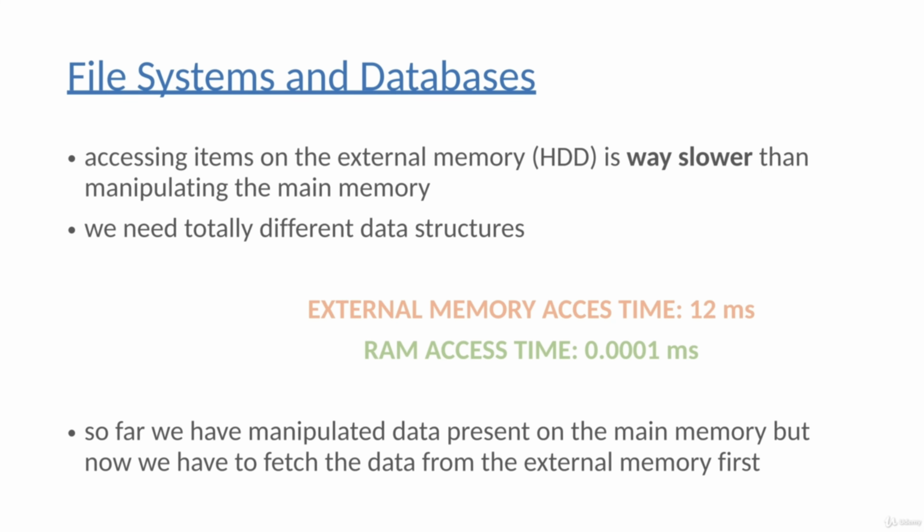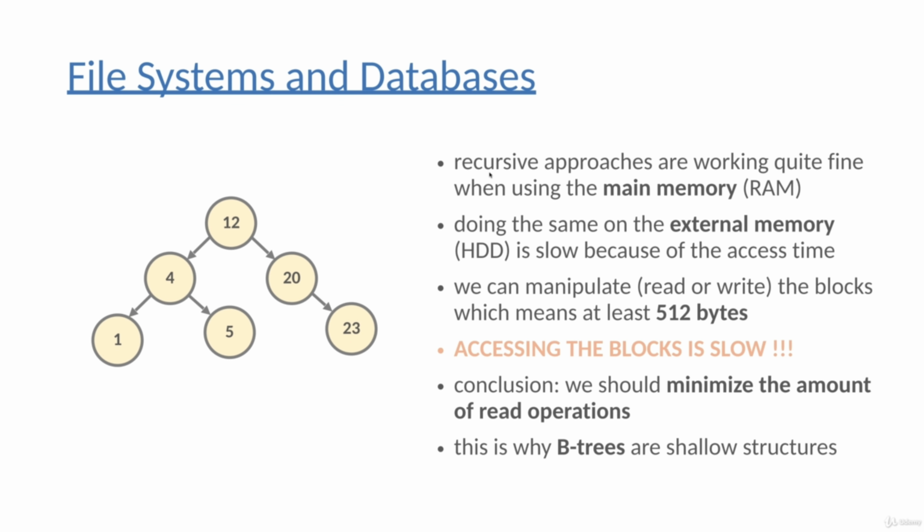Okay, so this is the crucial difference between dealing with the main memory and dealing with external memory. Okay, so first of all, external memory is way slower. So for example, if we want to access a given item present in the external memory, it takes approximately 12 milliseconds. Accessing a given item present in the main memory takes 0.0001 milliseconds. So as you can see, the internal memory is way faster than the external memory. And of course, a database is located in the external memory.